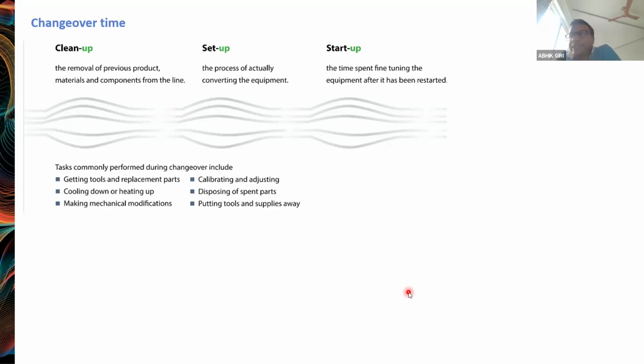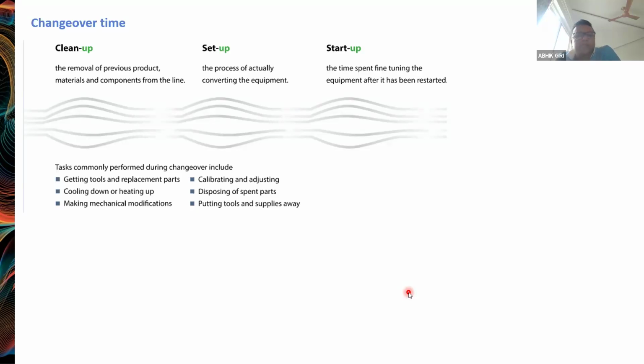So the time spent in converting an assembly line from one product to another product is referred to as changeover time. And this is a very important concept, because this changeover time is basically a waste of time. During this time you cannot manufacture anything on your line, right? So the lesser the number of changeovers that you need to do in a day, the better it is, the more time you are making available for actual production.